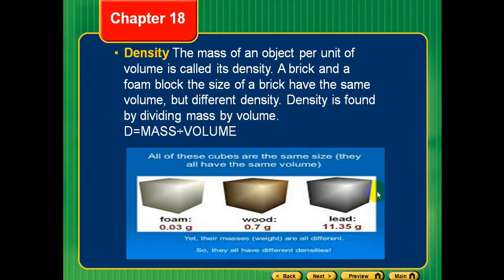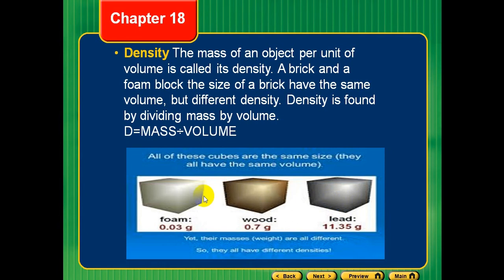Density, number four. The density is the amount of mass in a volume. Like here we have three cubes and they almost have the same volume. Look, they almost have the same size, but they don't have the same mass. For example, the foam has mass 0.03 grams, the wood 0.7 grams, and the lead 11.35 grams. So which one has the highest mass? Of course the lead, and this means that the lead has the highest density.